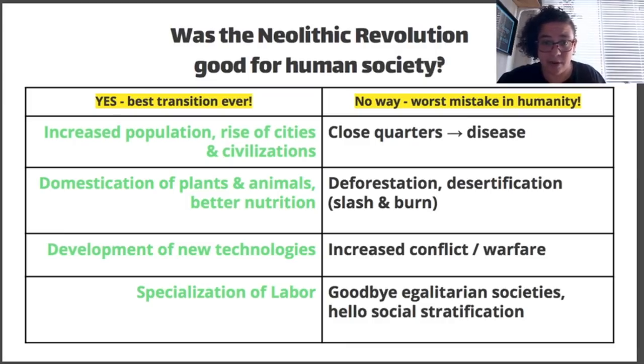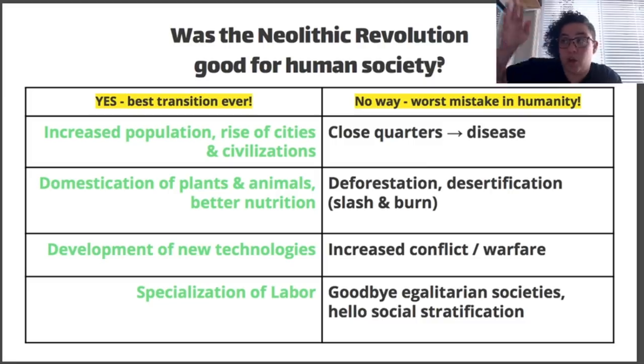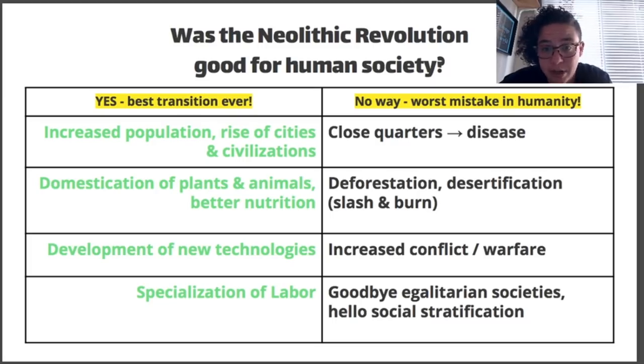Humans were healthier. Except that the domestication of plants and animals also led to really harming the environment, because we're now having a say in the resources that we want. We don't just have to go look for them. We're domesticating them in our home. Then we're also harming the environment through deforestation and desertification. That's ruining the soil.